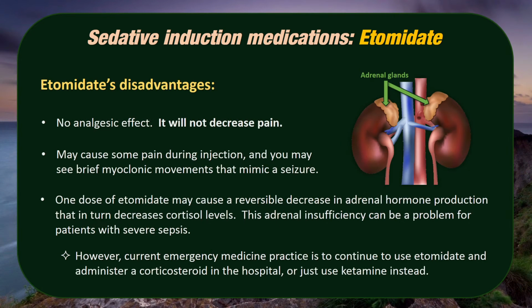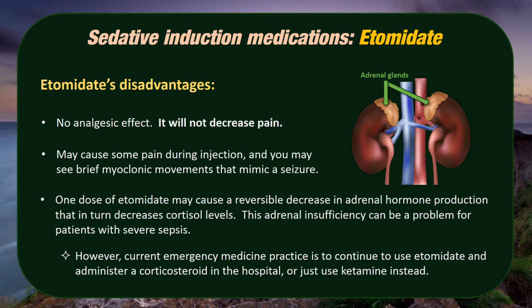The disadvantage of etomidate is that it has no analgesic effect, so it has no control over the pain process. When that blade enters the mouth, that's going to be uncomfortable. The tube going through, the tube sitting in there may cause irritation, and etomidate just doesn't offer any analgesic effect. One of the other disadvantages is it may cause some pain at the injection site. At the same time, there may be a brief period of myoclonic movements that may mimic a seizure that you may see.